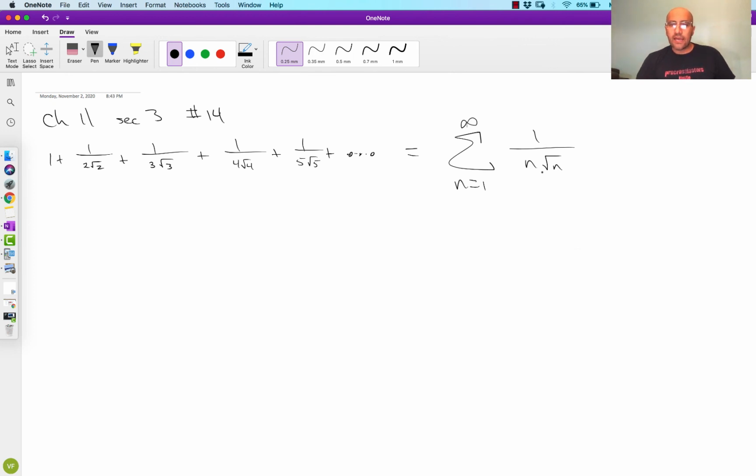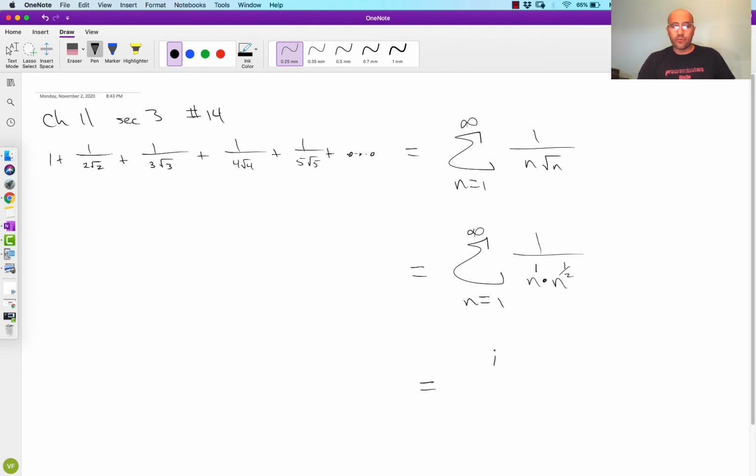And now this guy can be rewritten this way. This is the same as the sum from 1 to infinity of 1 over n times n to the 1/2 power. And then also we can put a 1 there. They have the same base, so what we have to do is add the exponents.